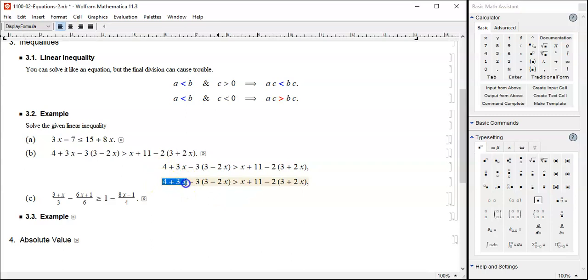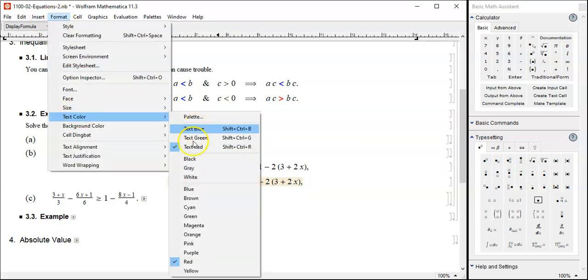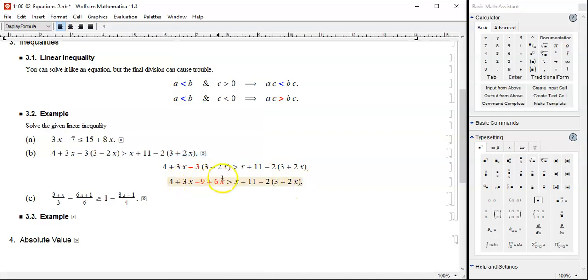Okay, 4 plus 3x, that's good. Let's distribute this negative 3. Negative 3 times 3, so that's going to give me negative 9. And negative 3 times negative 2x, that's plus 6x. Please pay attention to the red part. Oh, excuse me, I didn't want this to be red. Okay, red part. That's how you break apart. Negative 3 distributes to 3 and also negative 2x, so we have a sign change.